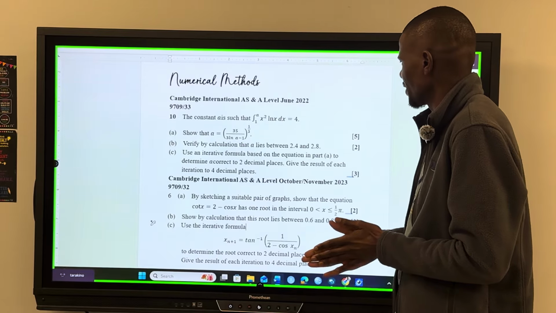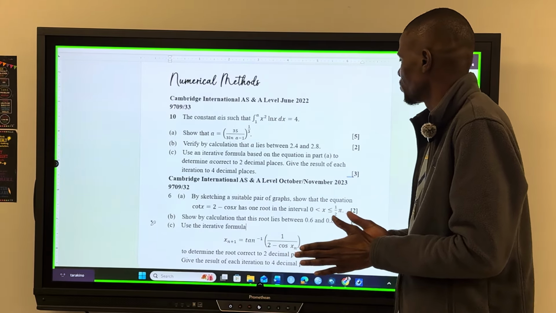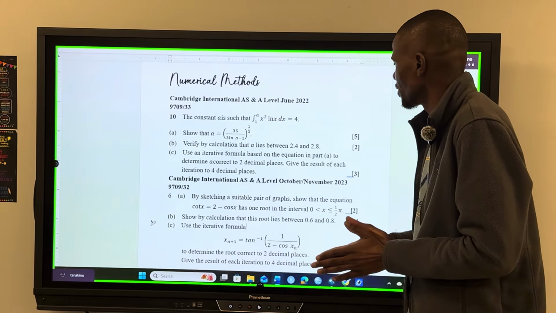Part C: use an iterative formula based on the equation in part A to determine a correct to 2 decimal places. Give the result of each iteration to 4 decimal places.